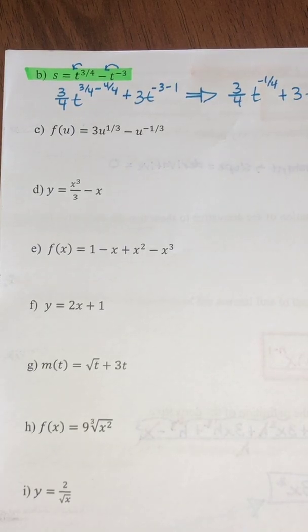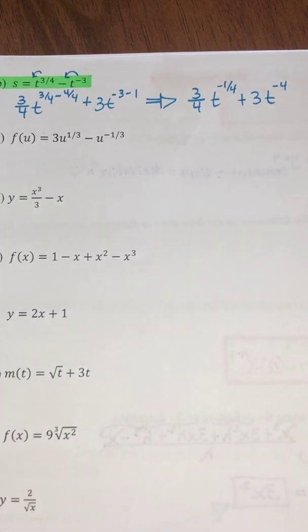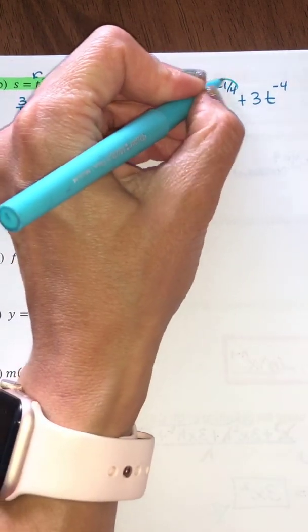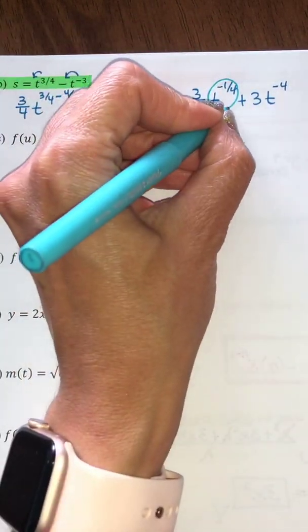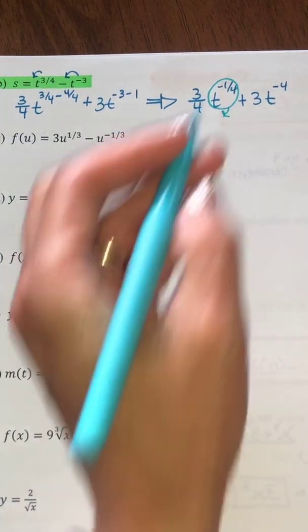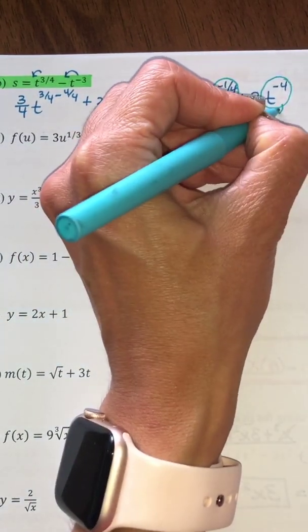Remember, we never, ever, ever leave negative exponents in our answer. So the term that has a negative exponent, we got to drop it like it's hot. This one also.